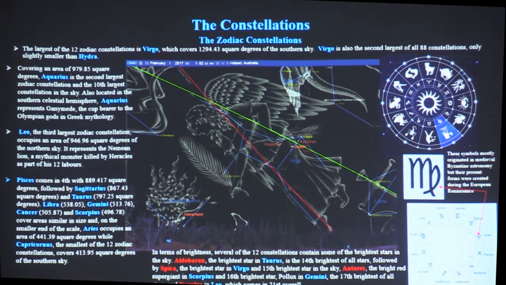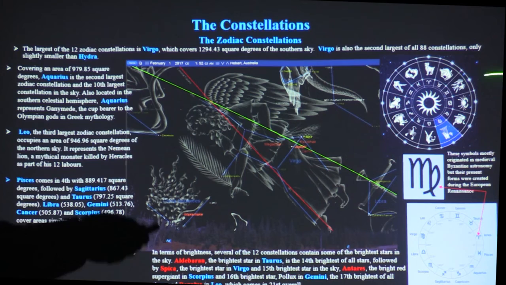The largest of the 12 zodiac constellations is Virgo, which is also the second largest constellation, I think. What is it? Hydra is the biggest. There's a bit here about the area, so I won't delve into that. Aquarius, Leo, Pisces, and some of the brightest stars in the night sky, in the first 20, are also in the zodiac constellations, and of course would have been noticed long ago. Aldebaran, the brightest star in Taurus, Spica in Virgo, Antares in Scorpio, and so on. Okay.